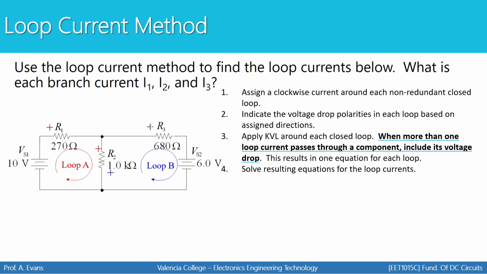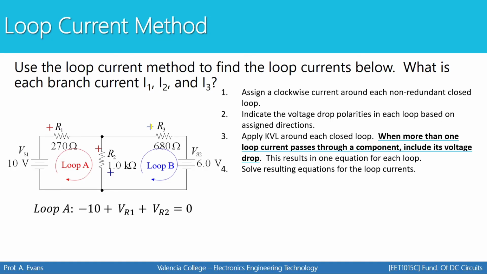So when we do the loop current method, if you have a resistor where two loop currents are flowing through the same resistor, you're going to assign a polarity for each loop current, and then you have to consider that polarity when you write your KVL equations. I'll explain that in a minute when we get to that calculation. So now that we have our loop currents and our polarities, we're going to do a KVL around each closed loop.